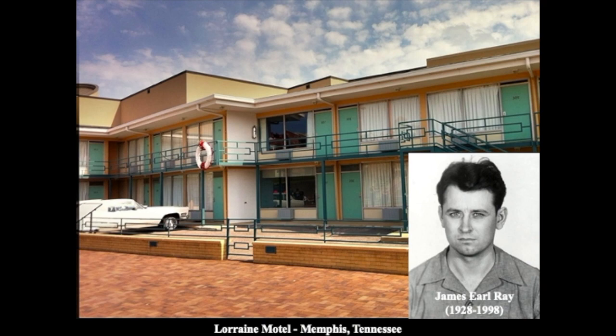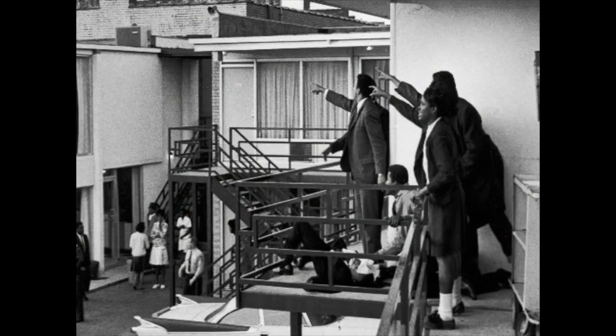As Ray tracked Martin Luther King all the way to Memphis, he learned that he was staying at the Lorraine Motel, and Ray set up a firing position opposite of the motel where King was staying. King had gone out to the balcony and was standing near his room when suddenly he was shot with a single .30-06 bullet fired from a Remington Model 760 rifle.